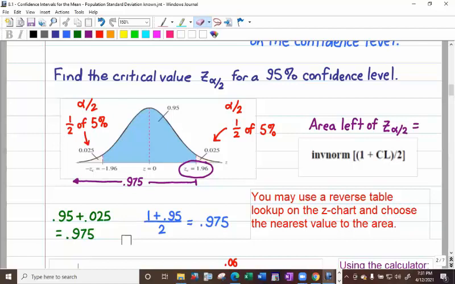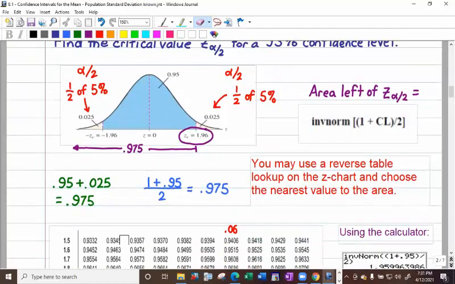But the quick way to come up with that percentile number is just take 1 plus your confidence level, all divided by 2. Make sure you either use parentheses, or hit 1 plus that number, hit enter, then divide by 2, and that would work. Because I've had people in the past, especially in face-to-face classes, who say, "I'm not getting the right number."